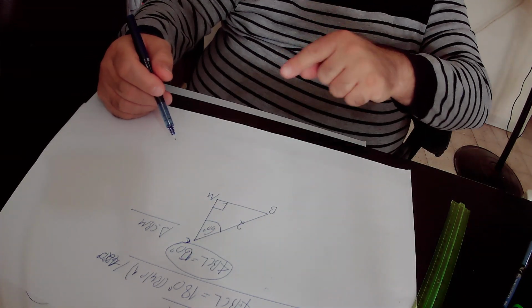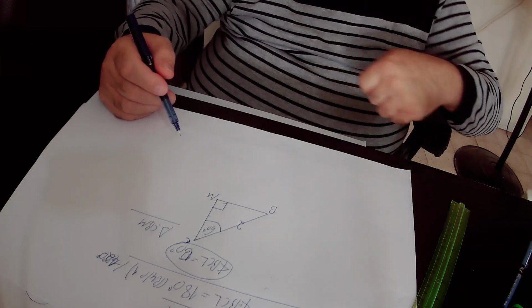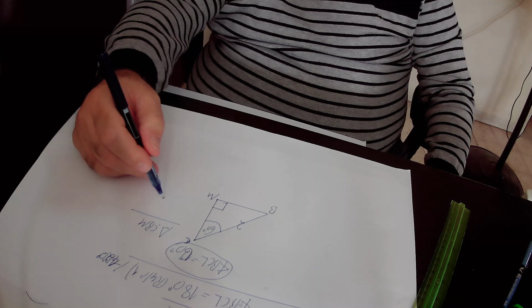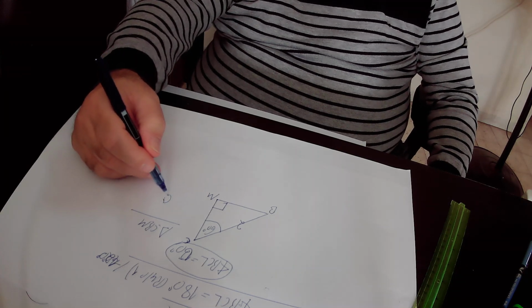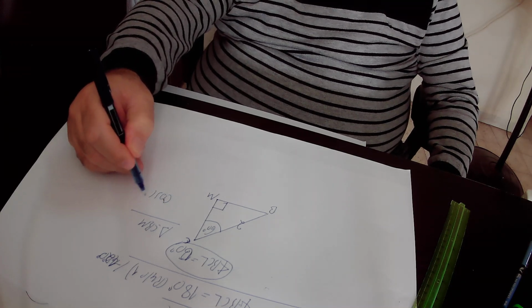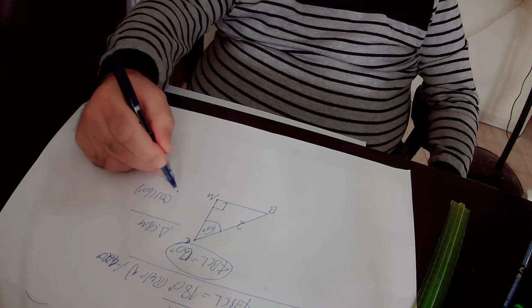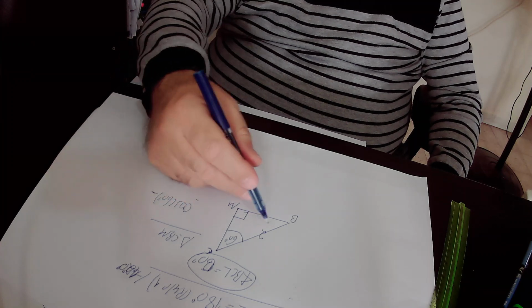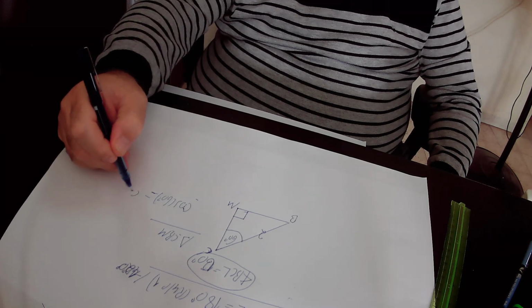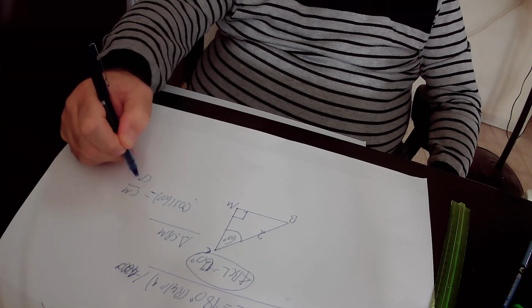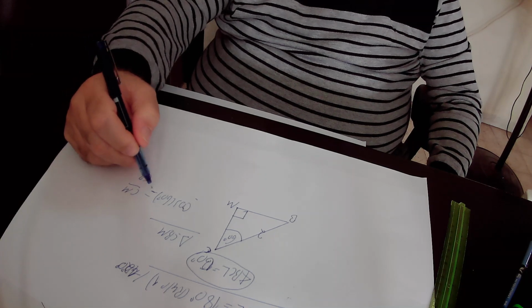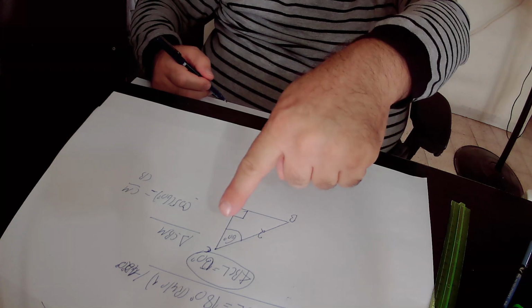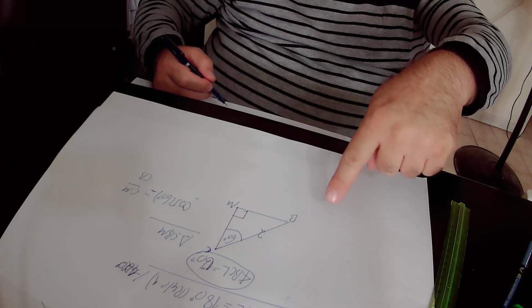So in this right triangle, triangle CBM, we know that cosine 60 degrees equals CM over CB. Repeat again, cosine 60 degrees equals CM over CB.